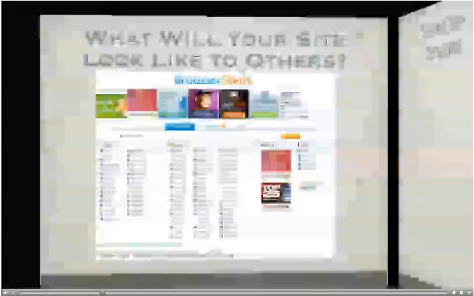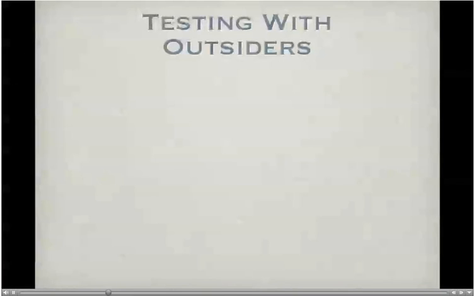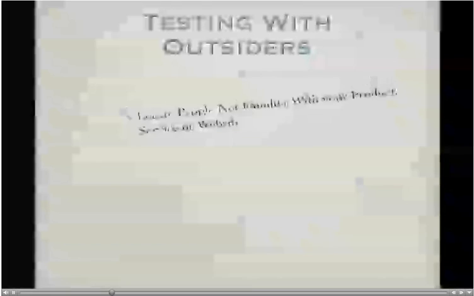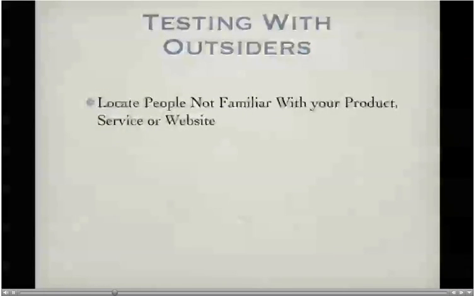So the first thing we want to do is we want to test with outsiders. If everything seems to be functioning normally, you'll be ready to move on to testing with a couple of outsiders. For these tests, you'll want to locate people who are not familiar with your website or your business, because they'll be able to most closely resemble the average user for your site.